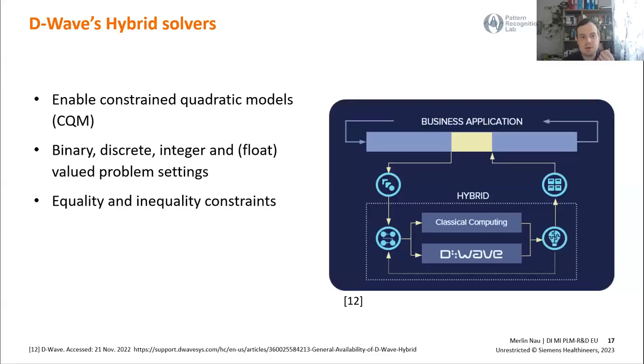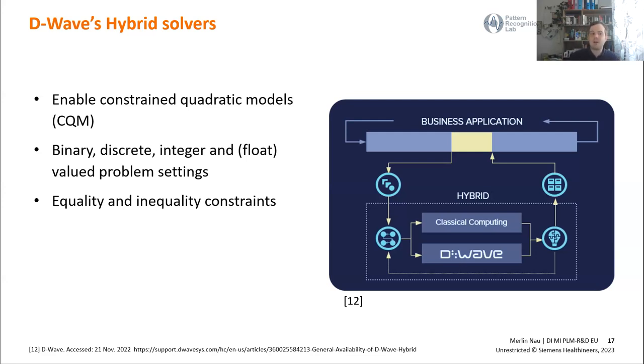We decided to use those hybrid solvers that D-Wave offers, and they enable, in addition to binary quadratic models, also constrained quadratic models. So you can make the variables binary, discrete, integer, or even float valued for your problem setting. And then you can further add equality and inequality constraints, restrict the integer range, and so on and so forth. So this is what we then use as our starting point.